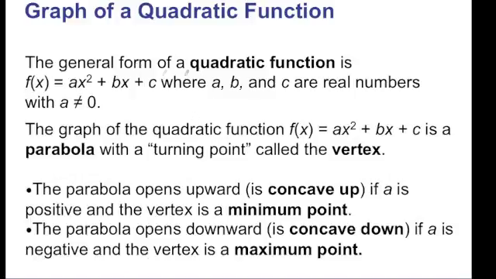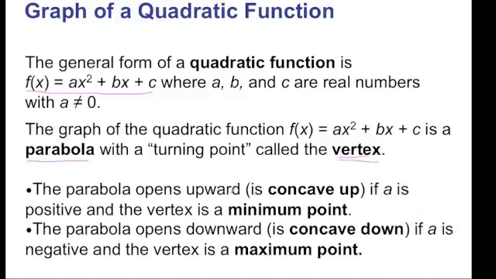The general form of a quadratic function is f of x equals ax squared plus bx plus c, where a, b, and c are real numbers, and a does not equal 0, so we have an x squared term and it is quadratic. The graph of the quadratic function ax squared plus bx plus c is called a parabola, and it has a turning point called the vertex.